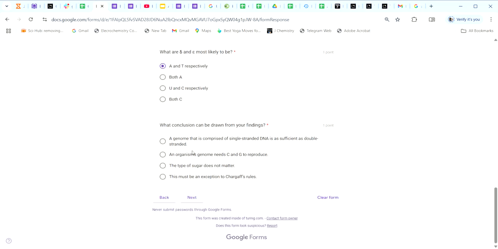What conclusion can be drawn from here? A genome that is compressed single-stranded DNA is as sufficient as double. Genome needs CG to reproduce. This type of sugar does not matter. This must be an exception to Chargaff.